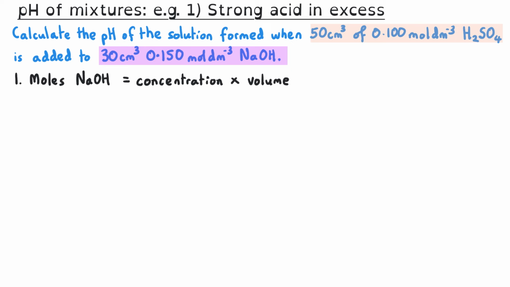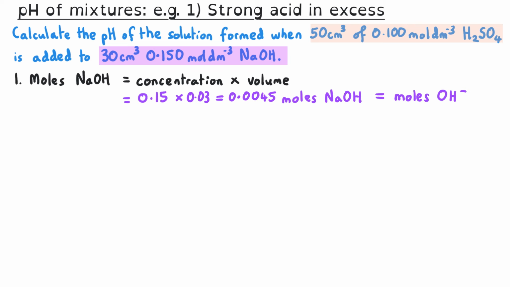Firstly, for the sodium hydroxide, moles equals concentration multiplied by volume. Concentration is 0.15 and the volume in dm cubed is 0.03. This gives us 0.0045 moles of sodium hydroxide. And since there is one hydroxide ion in each mole of sodium hydroxide, the moles of sodium hydroxide will be the same as the moles of the hydroxide ion.